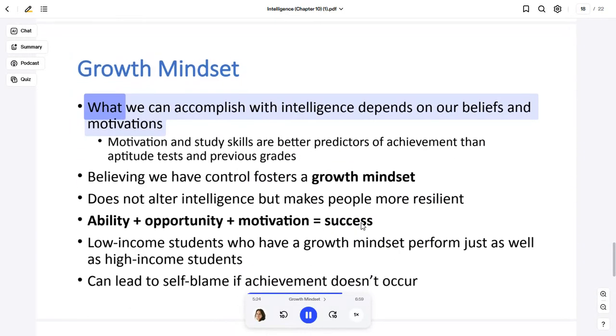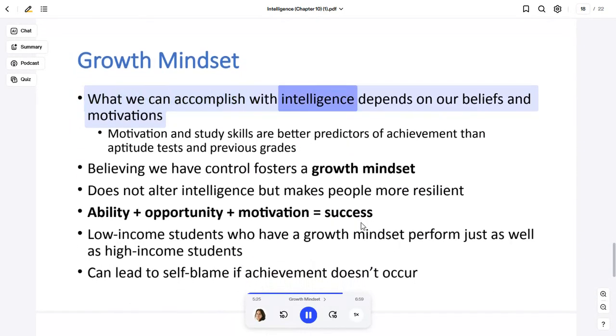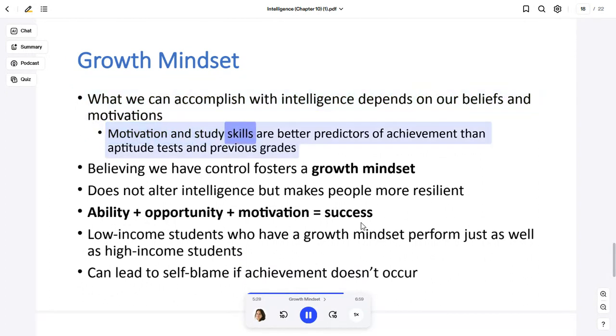Growth mindset. What we can accomplish with intelligence depends on our beliefs and motivations. Motivation and study skills are better predictors of achievement than aptitude tests and previous grades. Believing we have control fosters a growth mindset, which does not alter intelligence but makes people more resilient. Ability plus opportunity plus motivation equals success. Low-income students who have a growth mindset perform just as well as high-income students. It can lead to self-blame if achievement doesn't occur.